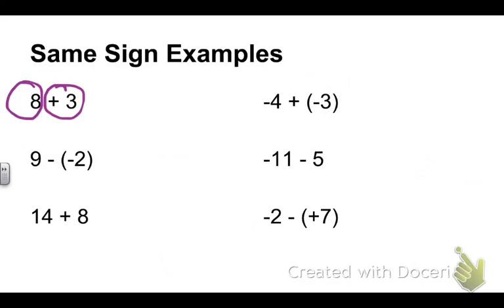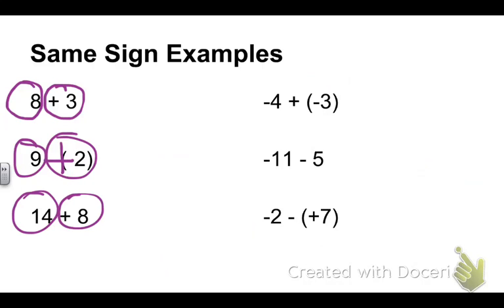You would add them. All right, now look at this second one here. We've got minus a negative. 9 minus negative 2. Get rid of the double signs. What this actually means is 9 plus 2. 9 is positive, 2 is positive. You would add that. The answer would not be 7. Same thing, 14 is positive, 8 is positive.